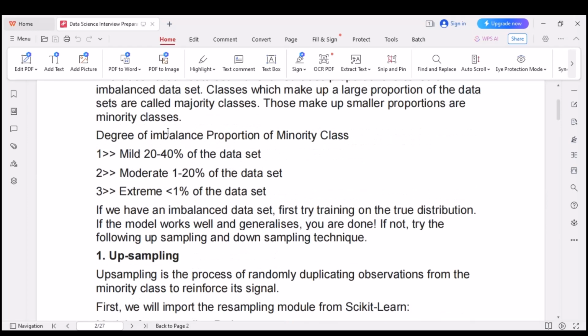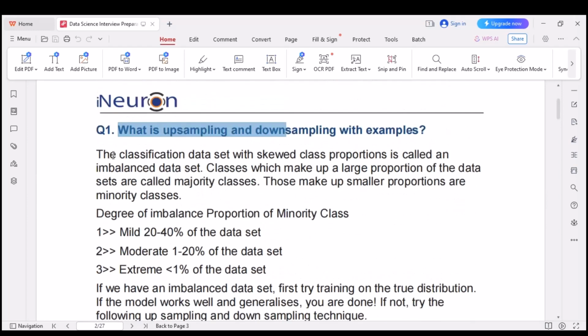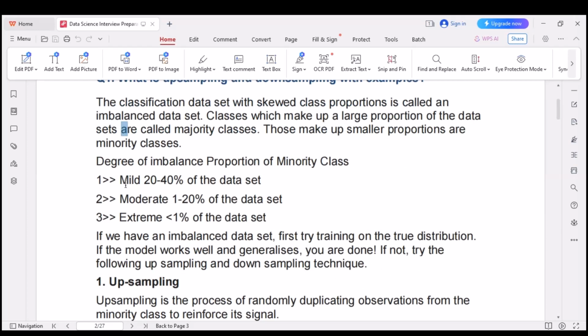So we'll try to understand how you can show the interviewer that you understand this. A classification data set with a skewed class proportion is called an imbalanced data set. The classes that make up a larger proportion of the data set are called majority classes. Those that make up the small proportions are minority classes. Degree of imbalance, as the proportion of minority classes: mild is 20 to 40% of the data set, moderate is 1 to 20% of the data set, extreme is less than 1% of the data set.